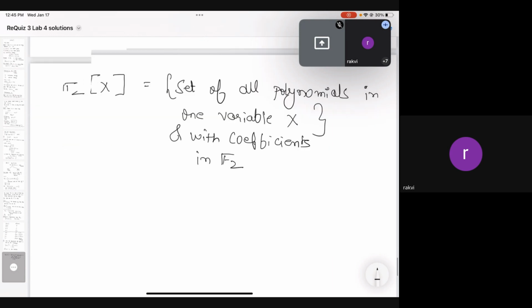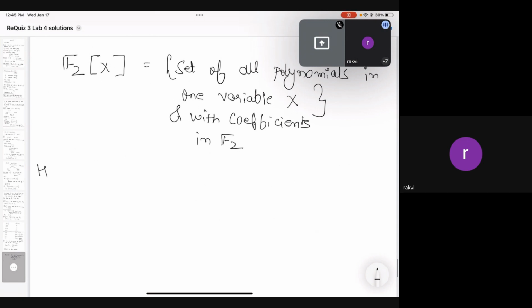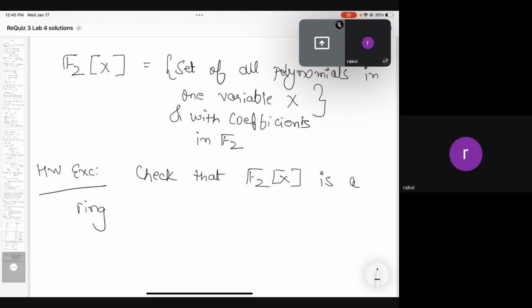Now, this is a small homework exercise. I forget the number, maybe it's 1 or 2. So check that this set F2[x] is a ring. Now, if it's a ring, there must be some addition and multiplication. So how do we add and multiply two polynomials? We add coefficient-wise, and then we multiply using the distributive property, right? So I will just say under usual addition and multiplication.